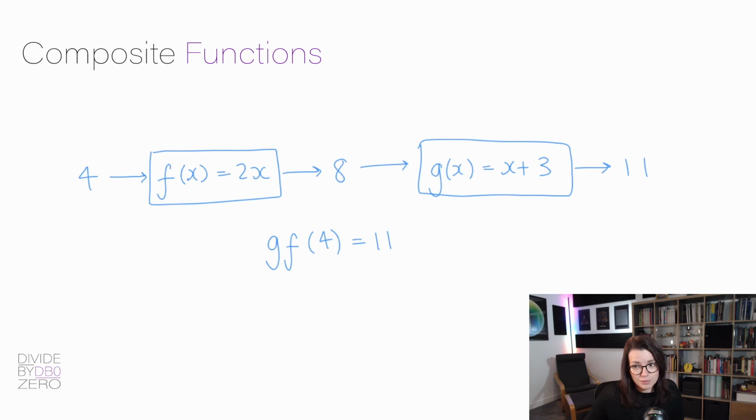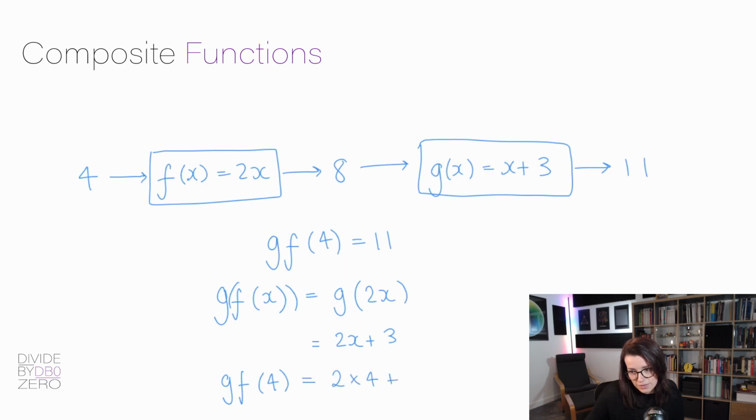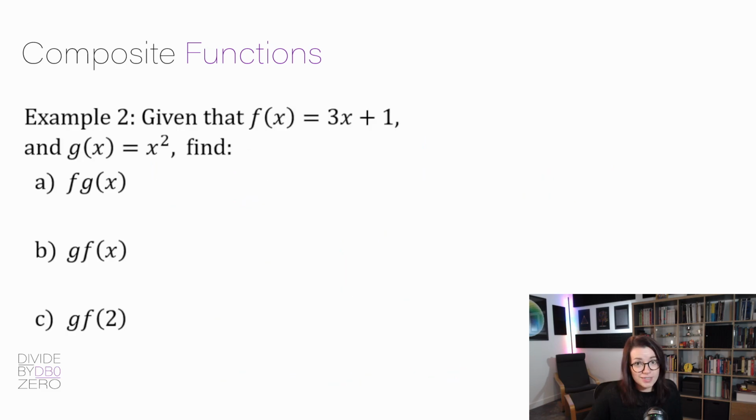I'll explain where this comes from. So composite functions look like this, 2 letters next to each other representing the 2 functions. Now it's gf of x because g is taking f of x output as its input. So if we put brackets around the f of x, we can think about that as g of 2x because f of x is 2x. And if you put 2x as the input into g, you're going to get 2x plus 3. And then if you put 4 into that new composite function, you get 2 times 4 plus 3, which is 11. Let's take a look at some more examples.